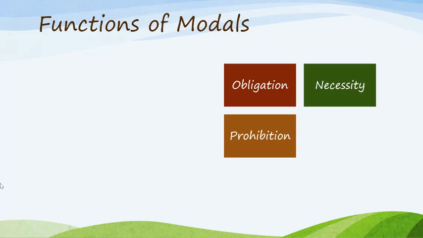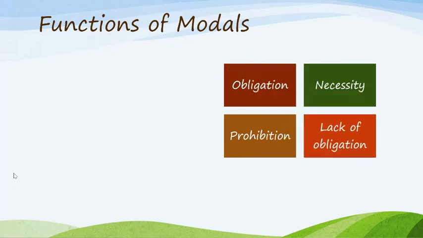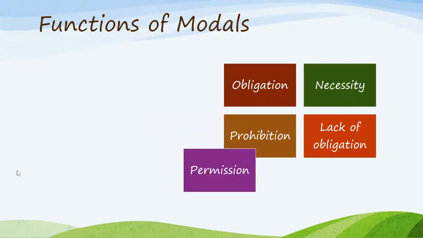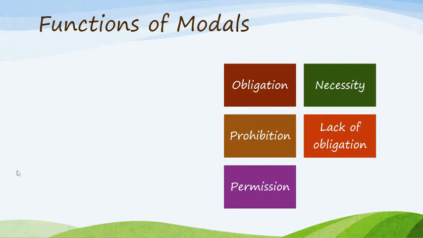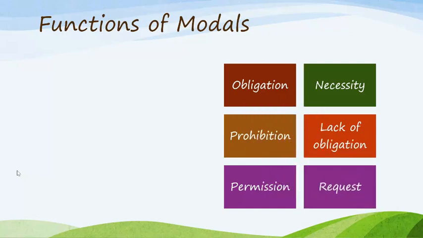Okay, and then we also have lack of obligation. Tak semestinya kamu kena buat. Lack of obligation, tak perlulah rasa terhutang budi, kamu sebenarnya tak perlu buat pun. And then we also have lack of necessity. Lack of necessity is like it's not a must thing for you to do it. Permission, semua orang tahu macam meminta kebenaran. Request dengan permission. Permission is meminta kebenaran. Request meminta tolong. Okay?